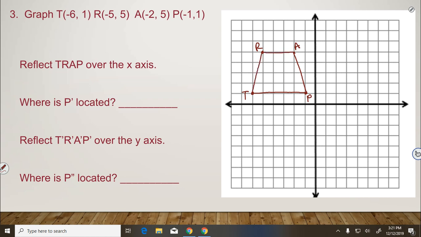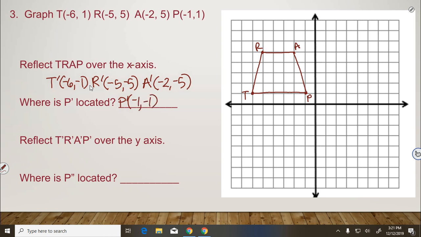And we're going to reflect that over the x-axis. So remember, when we're reflecting over the x-axis, we change the sign of the y. So I'm going to rewrite them. T prime is going to become (-6, -1). R prime is going to become (-5, -5). A prime is going to become (-2, -5). And P prime, the one they're asking for, is going to become (-1, -1).